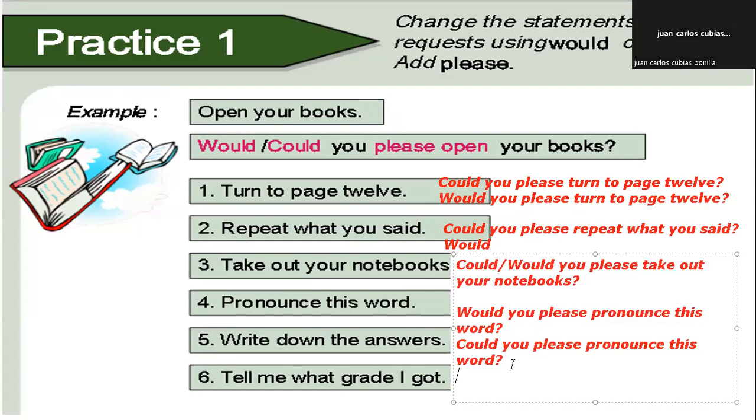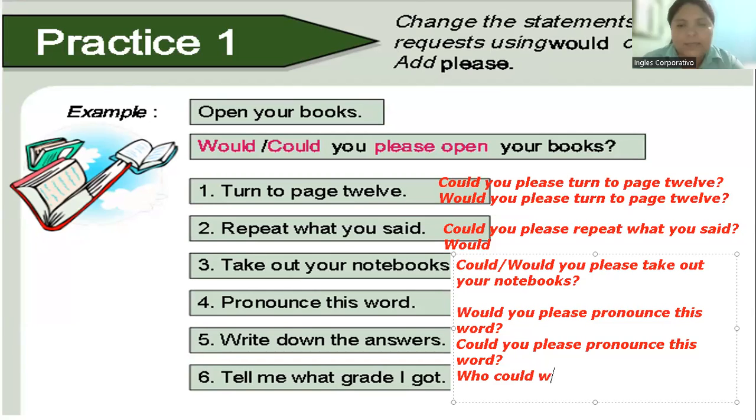It's correct. Say, could who please write down the answers? Can you repeat that? Could who? Quién? Who? Why do you want to add that? ¿Quién puede? Okay. So in that case, you use the WH question. Who can? Or who could? Ah, who could? That's different. Yes. Who could, please? Who could?